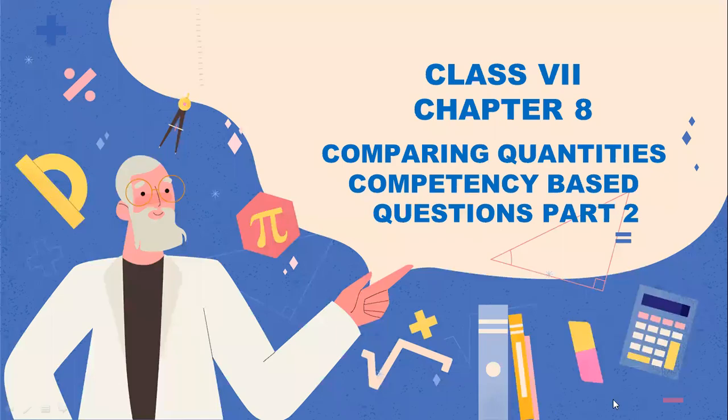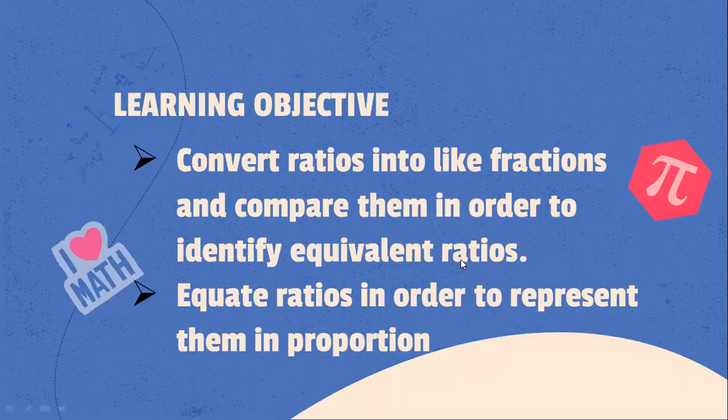Hello students. Today we are going to take comparing quantities competency based questions part 2. The objective behind today's class is to master the following skills: convert ratios into like fractions and compare them in order to identify equivalent ratios. Second one, equate ratios in order to represent them in proportion.